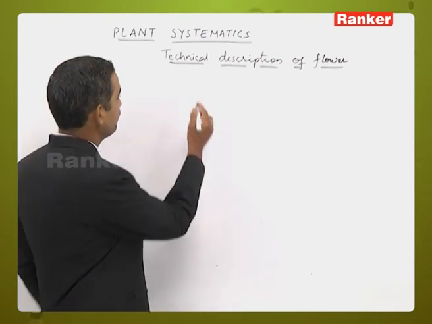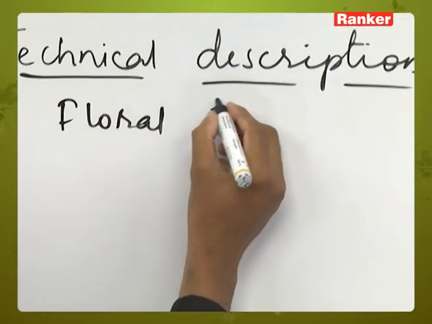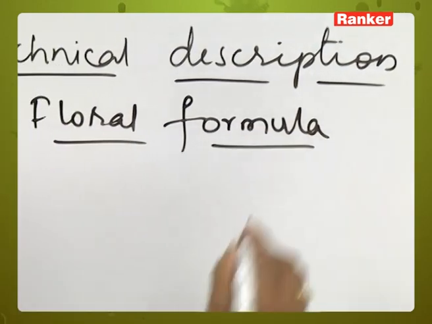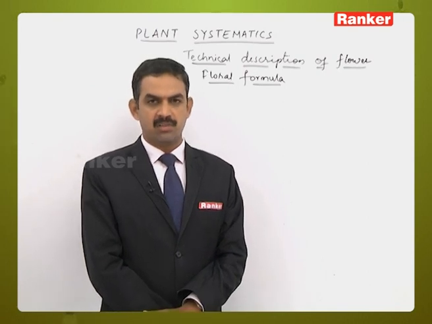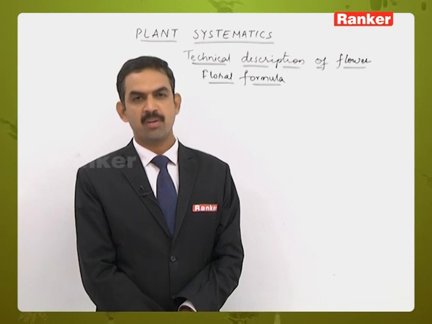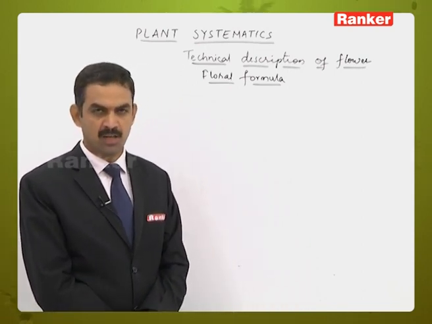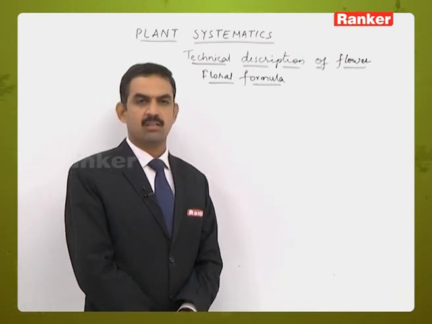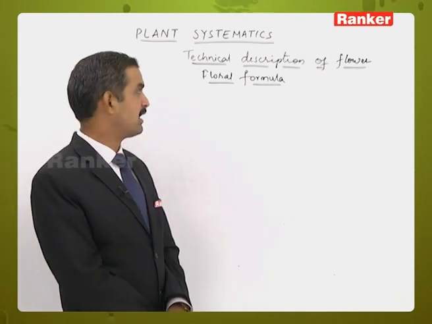So, let us start with the floral formula. The characters of the flowers are represented in the form of symbols and numbers, or numerical and symbolic representation of the floral characters is called the floral formula. This will give the basic information or the minimum number of characteristic features related to the flower.